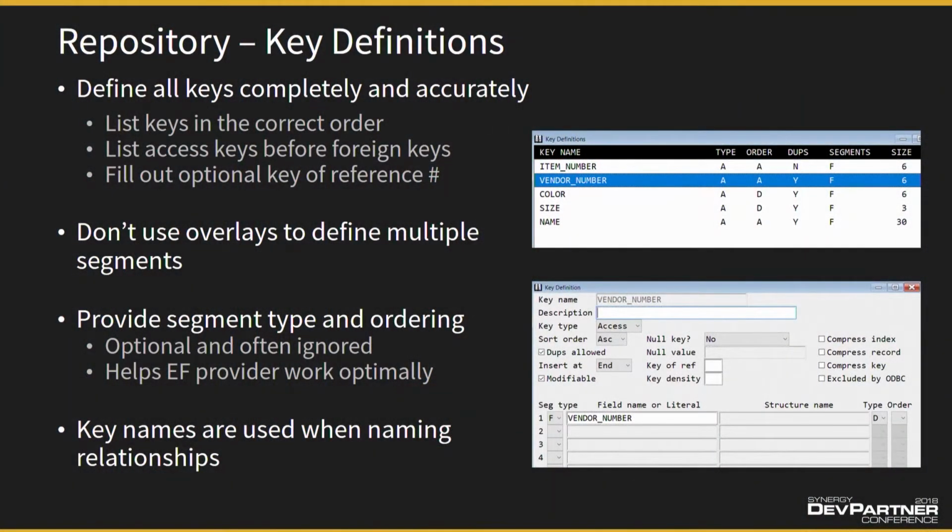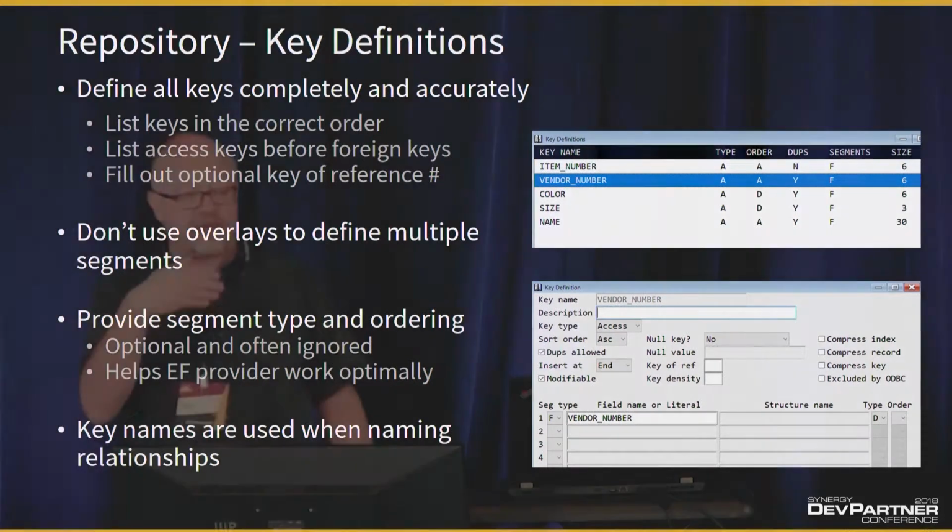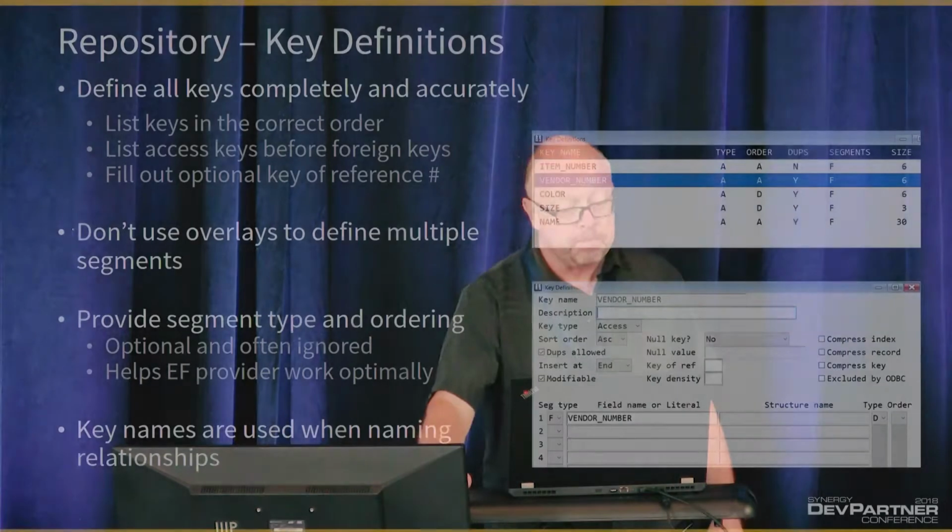Another thing is we very frequently ignore the key type and key segment type and segment order fields in the repository here, and it really helps the EF provider if you define that. If this key segment is a decimal field, define it as a decimal key segment as well. It really helps things work a lot better.